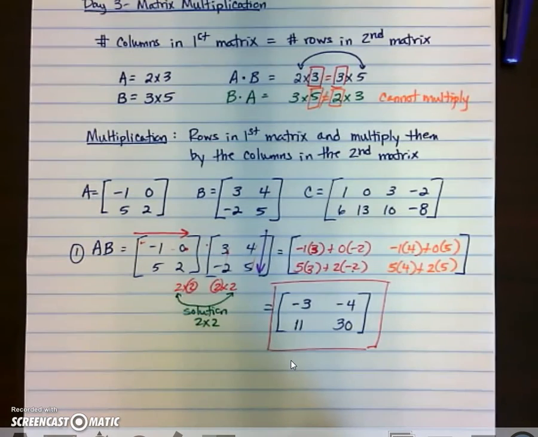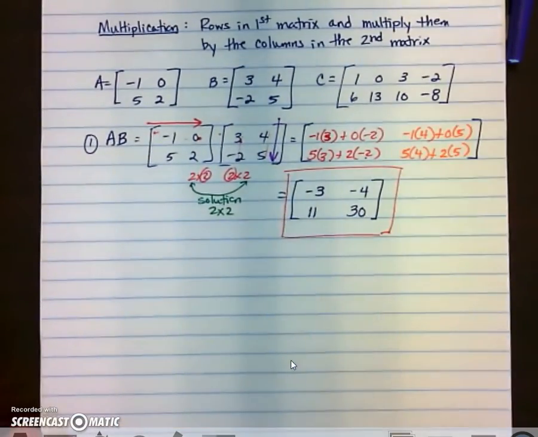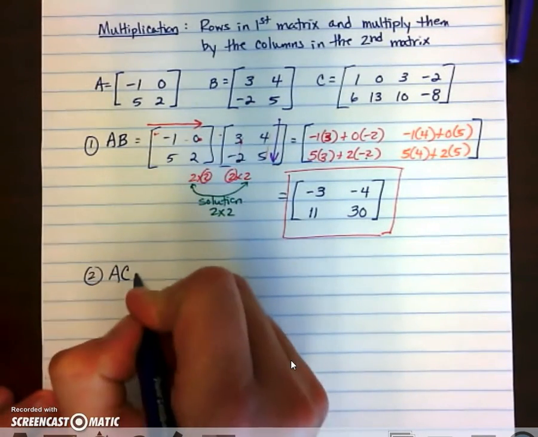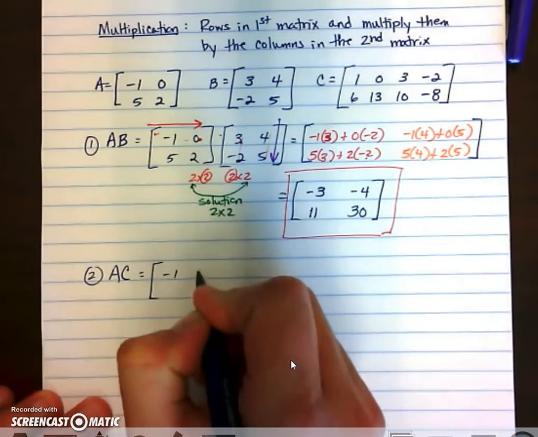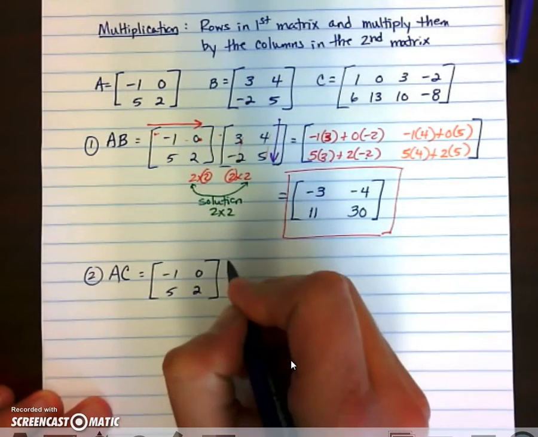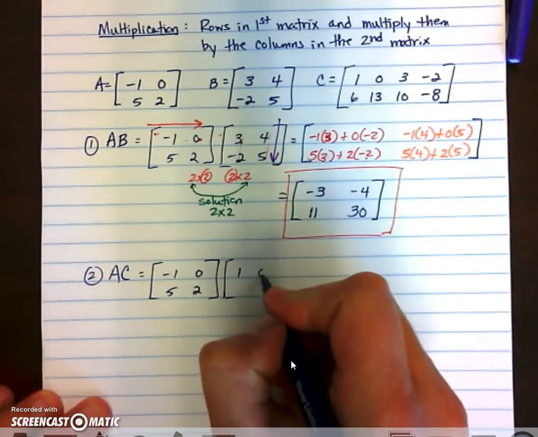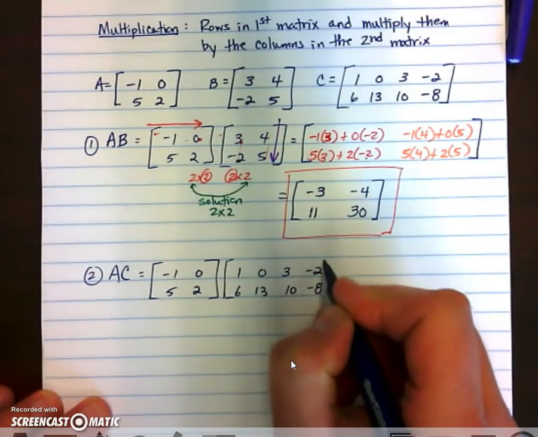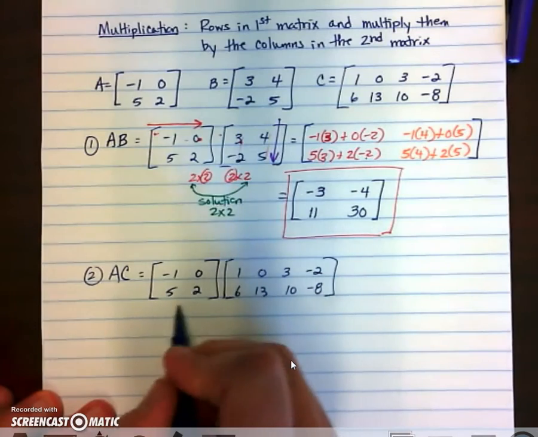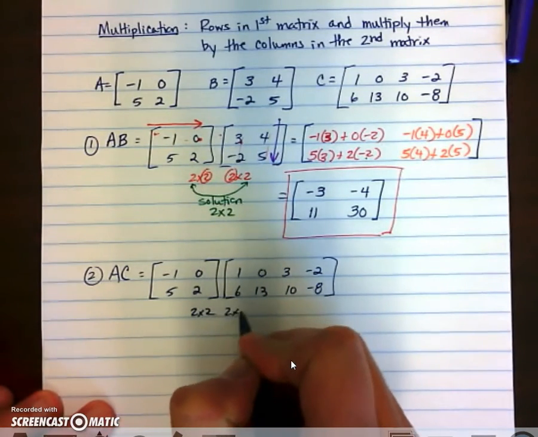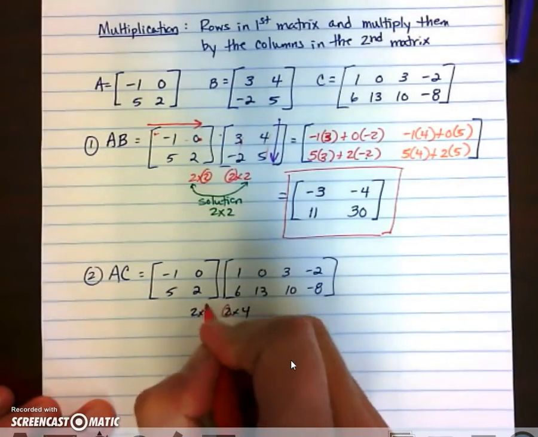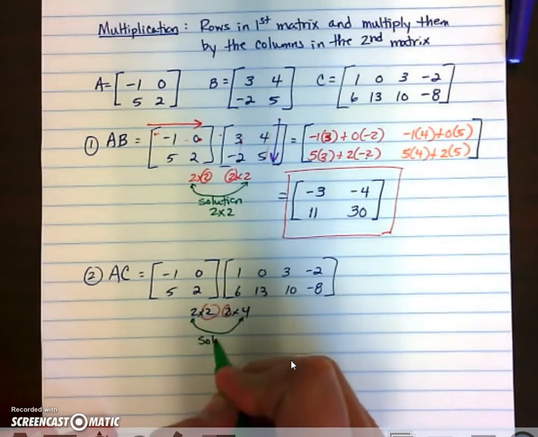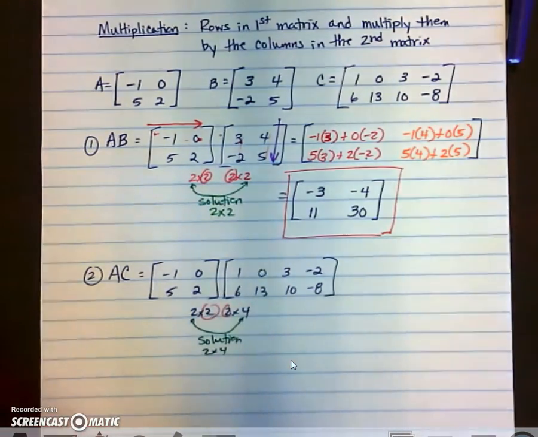Okay, that's matrix multiplication. All right, so let me do one more here, just to give you another example. Let's do A times C now. Okay, so take matrix A, -1, 0, 5, 2. But now matrix C was a 2 by 4, remember? So we'll write that down. So let's make sure that we can do this here. Let's see, we've got a 2 by 2 and a 2 by 4. My inside numbers are the same, so I'm good. And then remember, my solution will be a 2 by 4.